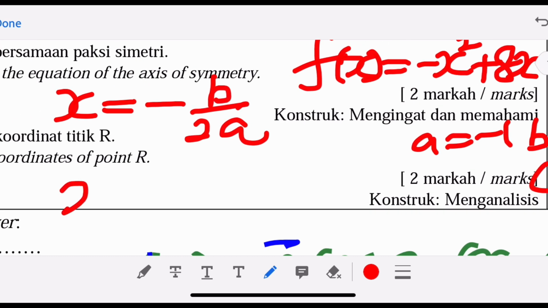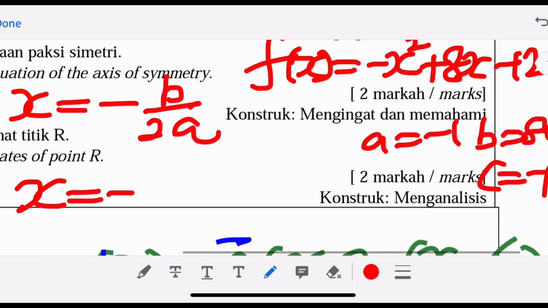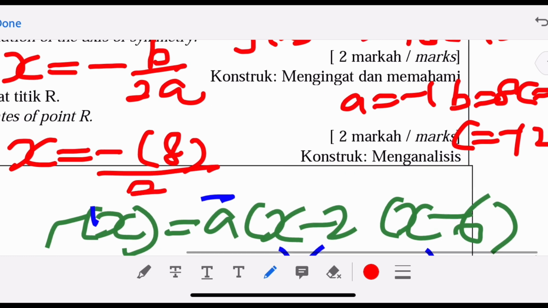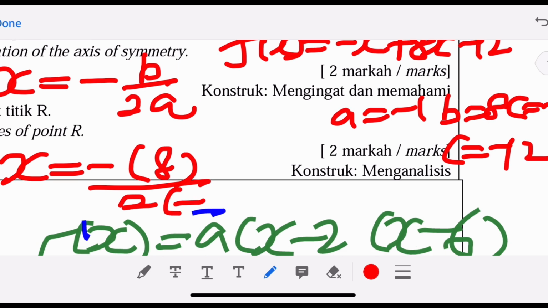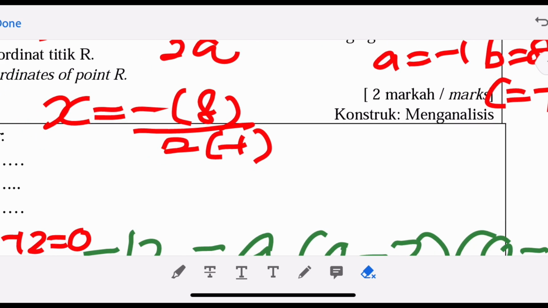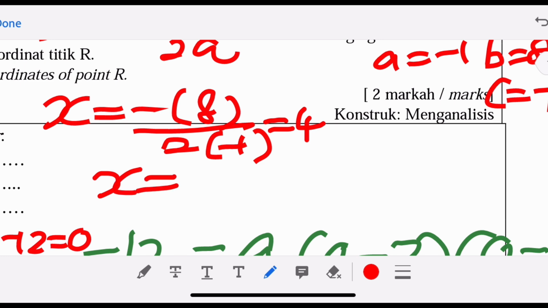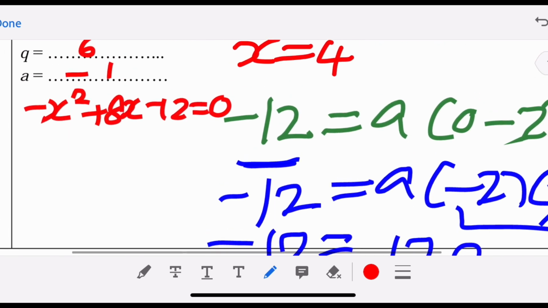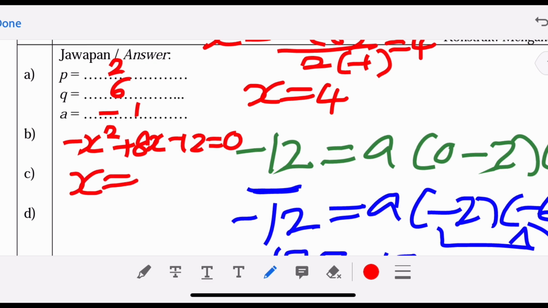Okay, now we are going to write x equal to -b over 2a. b is what? 8, right? 2a is what? -1. Okay, we have the answer which is -8 over -2, so it's positive 4. So that means the axis of symmetry is x equal to 4, right? So you can write axis of symmetry x equal to 4.